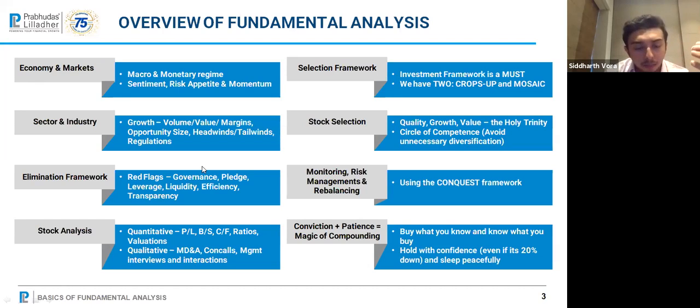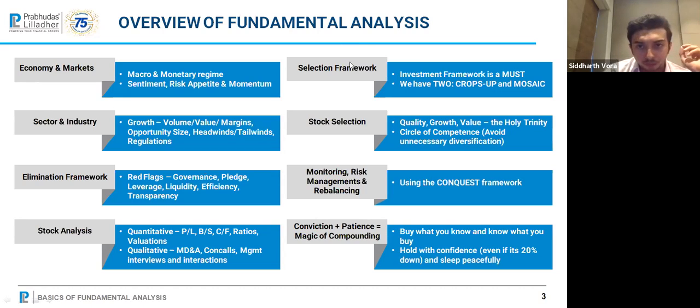Governance issues, shareholder pledge issues, very high debt to equity, very low interest coverage, no liquidity on the balance sheet, not enough cash reserves, least efficient player in the industry, accounts are not transparent. There could be multiple ways to identify red flags, auditor resignation, etc. Once I've made my 40-50 stocks, put them against these red flags, I will easily be able to eliminate at least 20 to 30 stocks. That means I'm now down to 20-25 stocks.